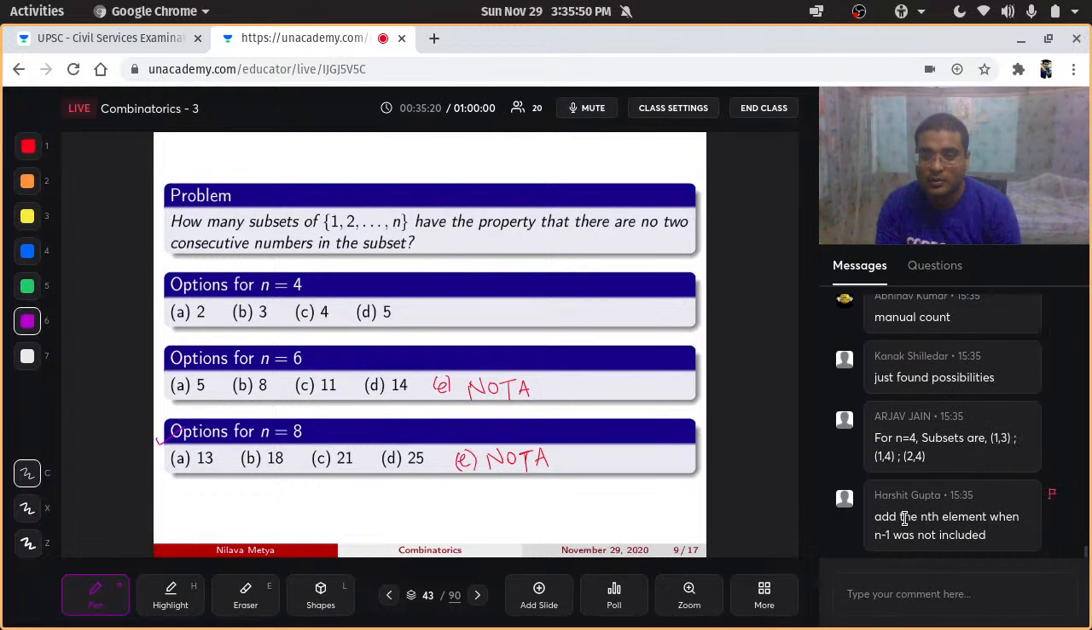For n equal to 4, there can be more subsets, right? The subsets named 1, 2, and 3: the set {1}, set {2}, and set {3}. They are different. So again, I should add another option here, NOTA. I'm sorry, I messed up with the options. I forgot to add NOTA. Correct. Someone has observed something.